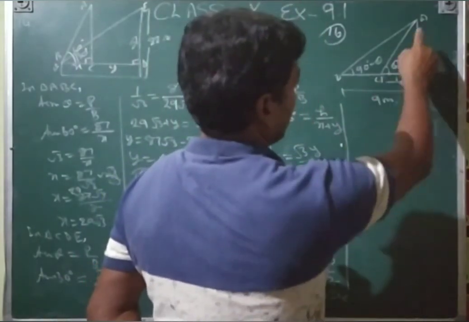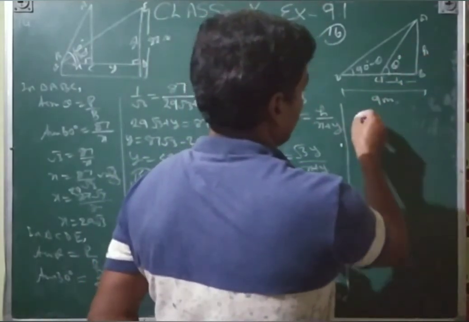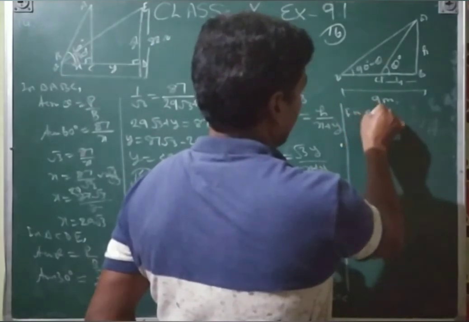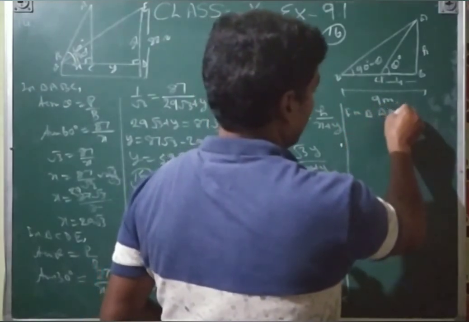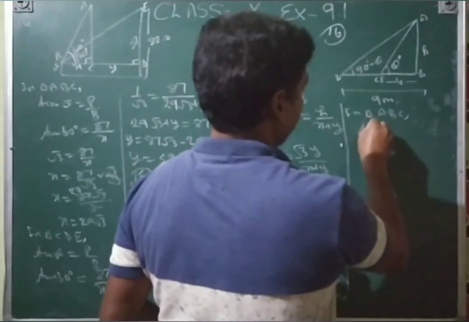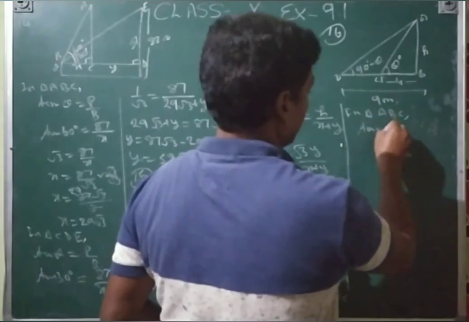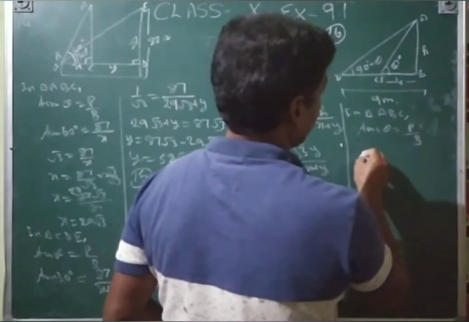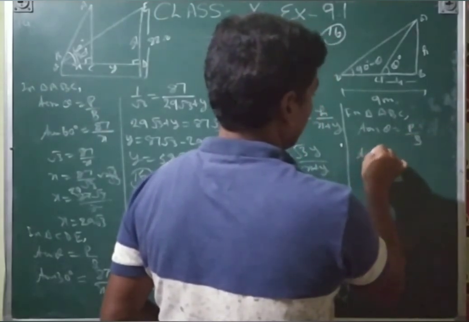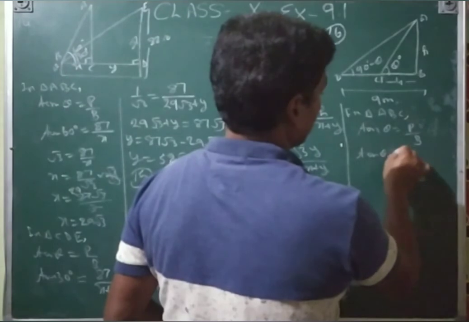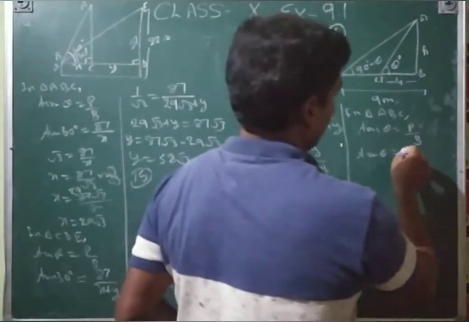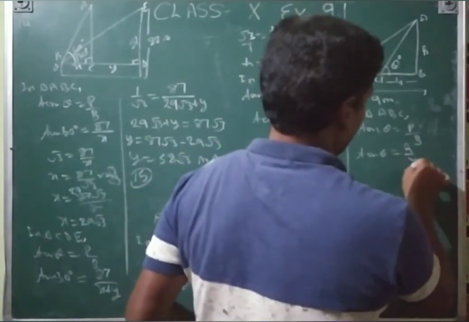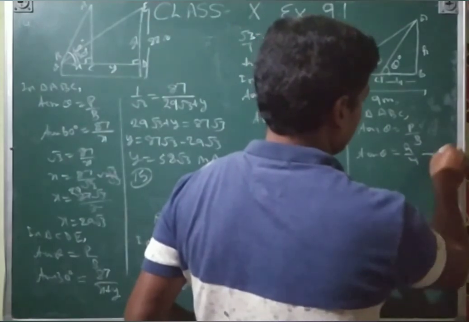First of all we will take triangle ABC. In triangle ABC, tan theta is equal to perpendicular upon base. So tan theta is equal to height h upon 4. This is the first equation.